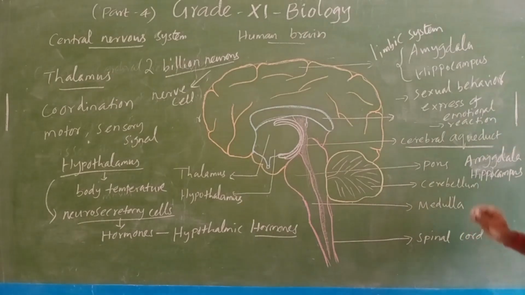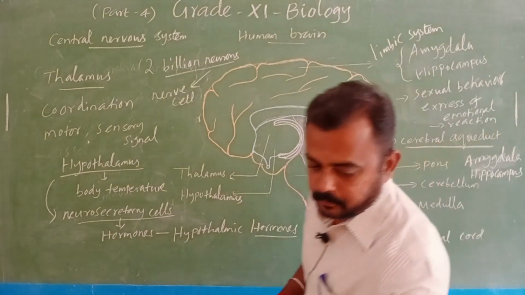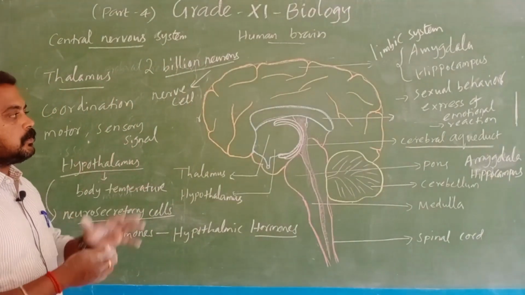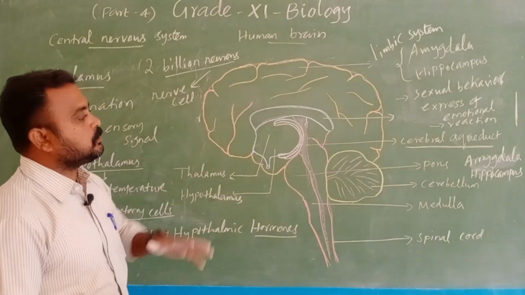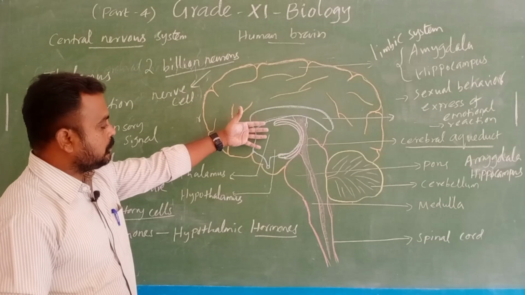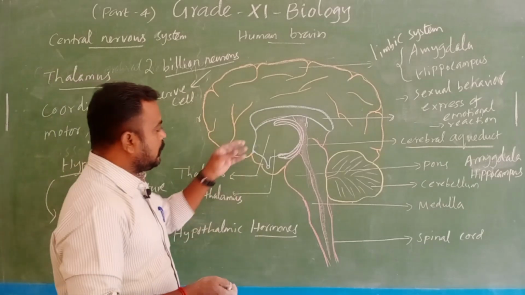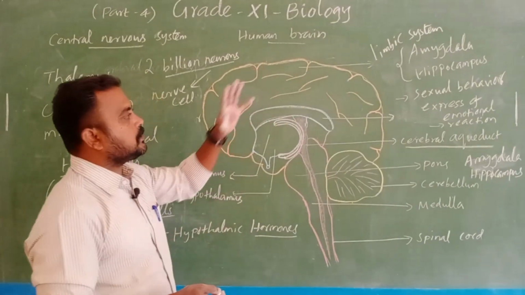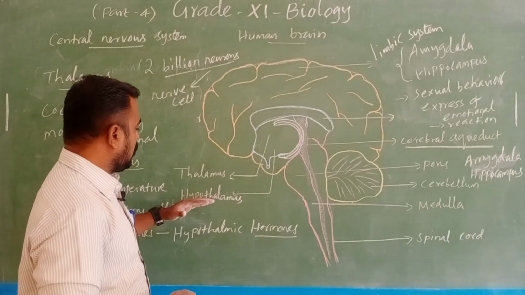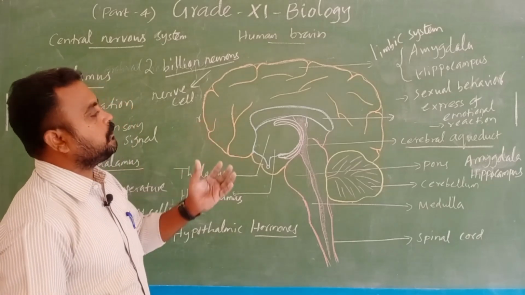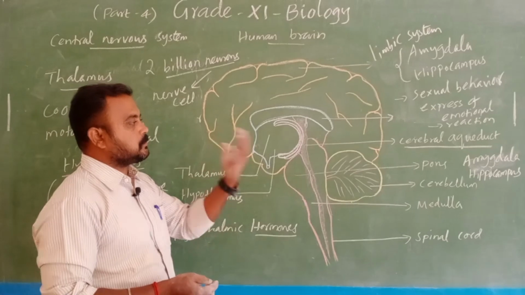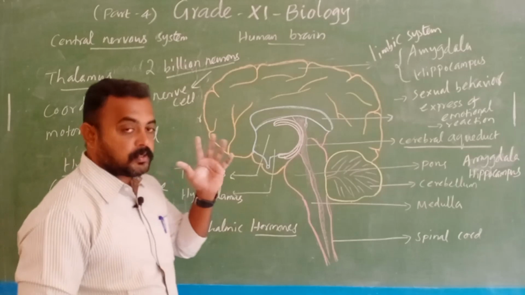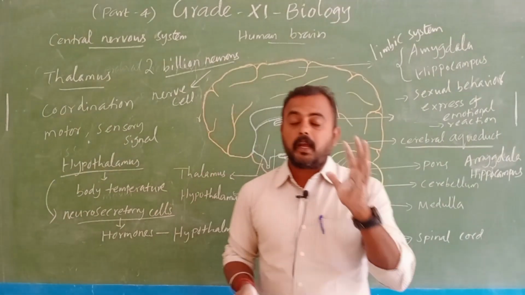Okay, right. This is about the cerebrum. In the cerebrum, you know, there are two hemispheres connected by the corpus callosum. Just below the corpus callosum we have the thalamus and hypothalamus. In the inner part of the cerebrum we have the amygdala and hippocampus, called the limbic system. The limbic system and hypothalamus do one function, involved in sexual behavior and the expression of emotional reactions. Okay, I hope you all understood about the human brain.